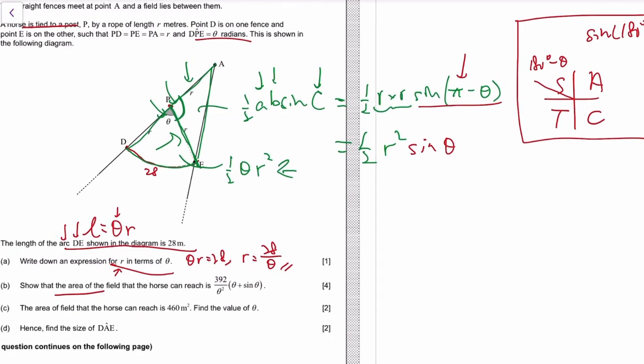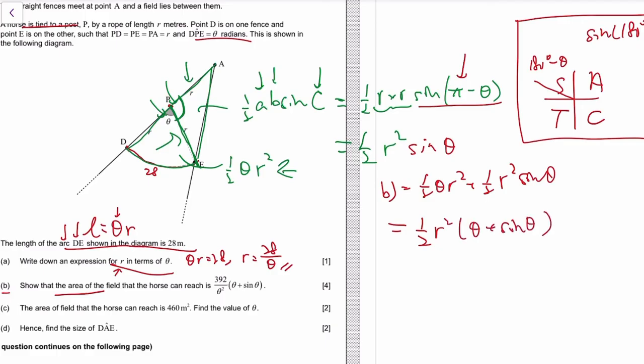Well, so the area that the horse can go would basically be the sum of them. So it's this plus this. So we can factor out half, and we can factor out the r squared. So it's theta plus sine theta. Now you can see there's no r in the answer that they want. That's because they put in the r we found. So it's half, r is 28 over theta squared.